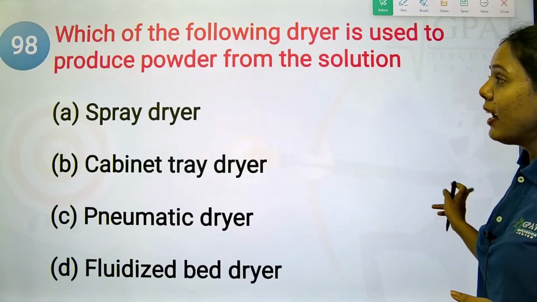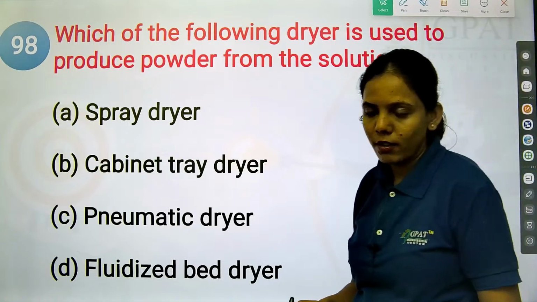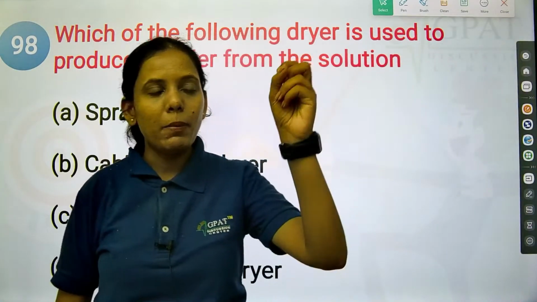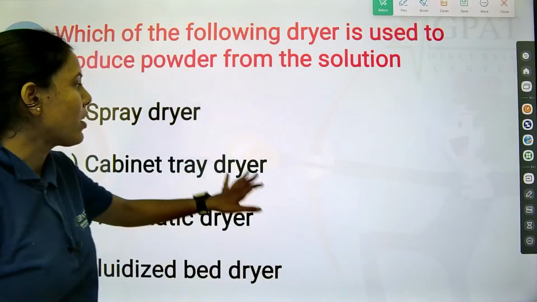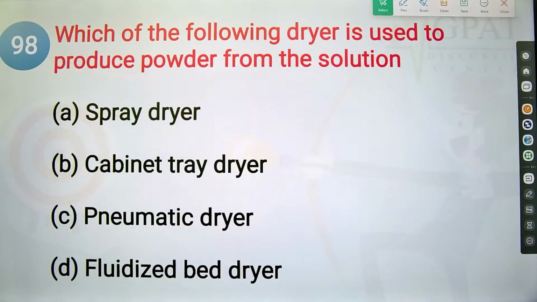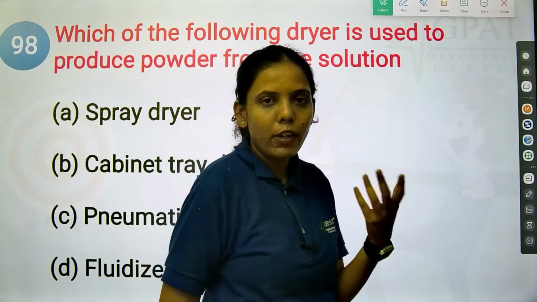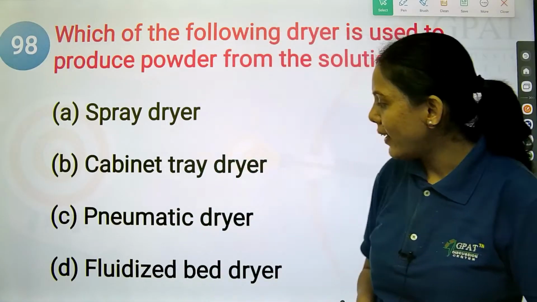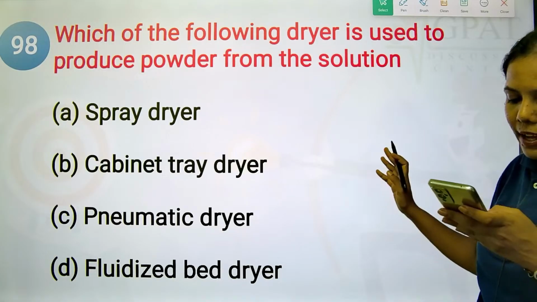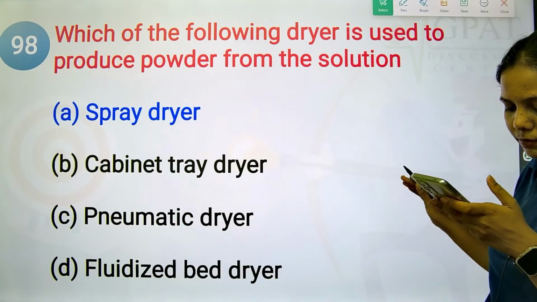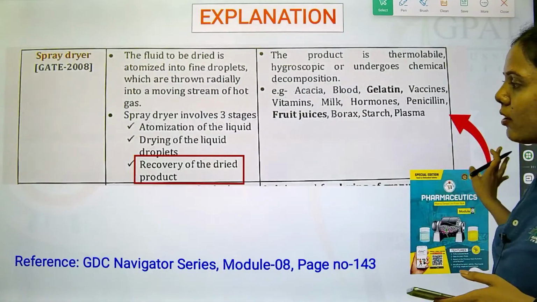Okay. Next is, which of the following dryers is used to produce powder from the solution? That means the solution will be sprayed, will get converted into powder form. So which of them will be used? Spray dryer, cabinet tray dryer, pneumatic or fluid? Cabinet tray dryer is not something which will give you powder form. That is a static one. Pneumatic is also not there. Fluidized bed is also not there. So basically spray dryer will be used. Yes. Chopra is the right answer. Very good. So spray dryer we will use. That is the right answer.